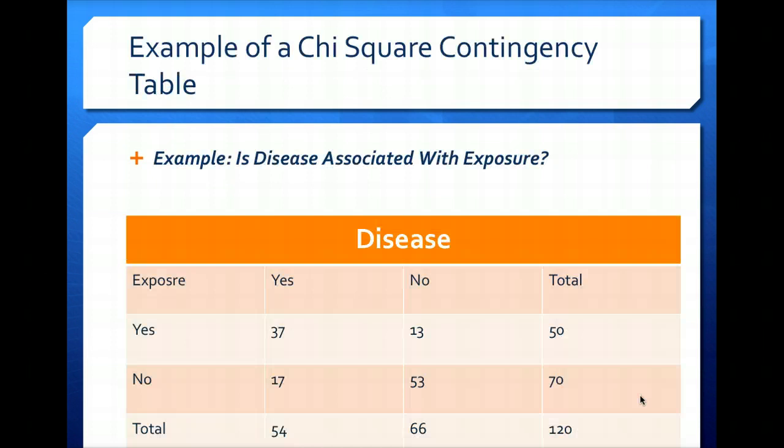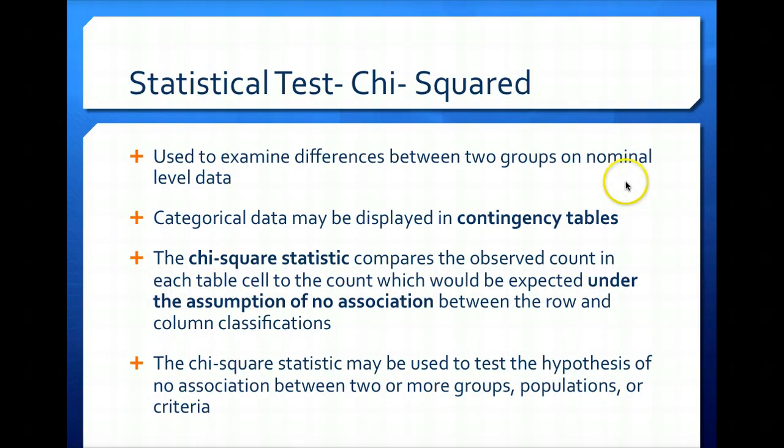This is an example of a contingency table, and this is a generic example, and I'm looking at, is disease associated with exposure? So essentially, you would have your columns yes or no on each side, because remember, it's a contingency table, often 2 by 2, and you are just recording that information. Now remember, this is nominal level data.